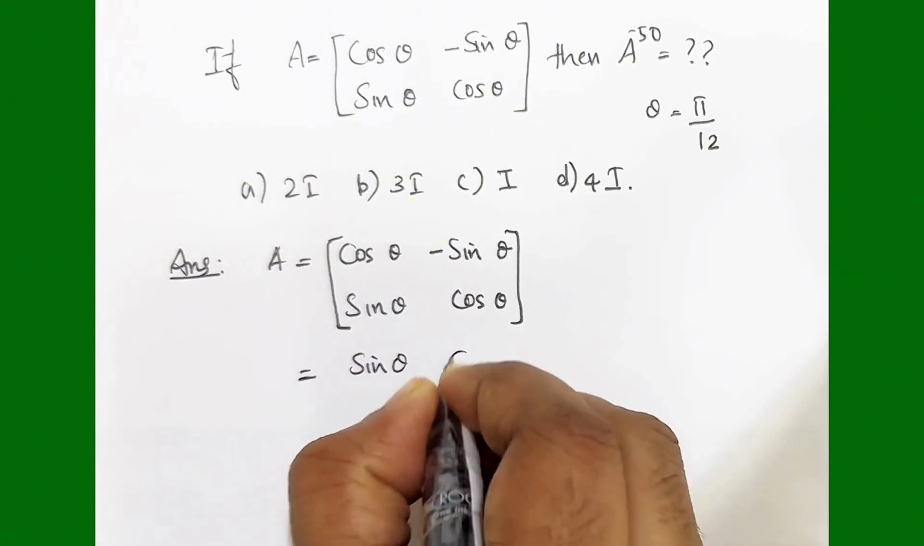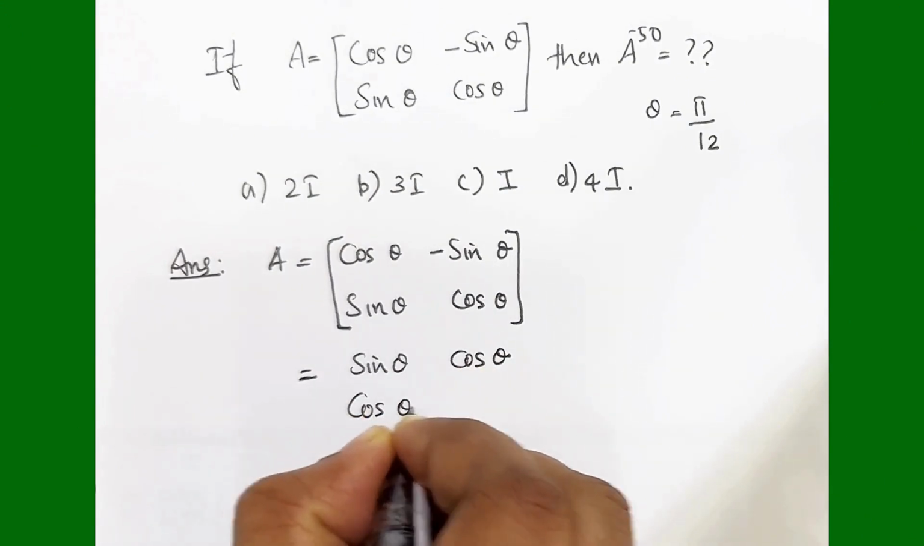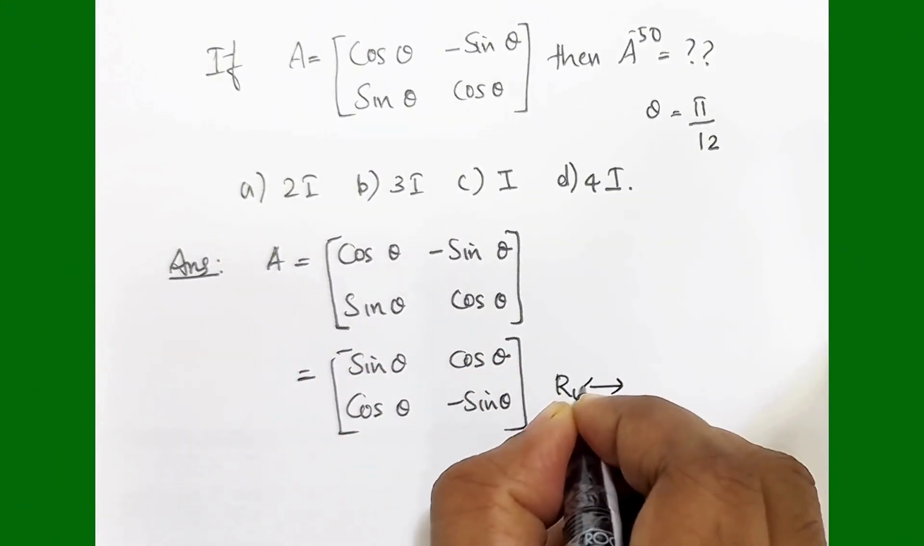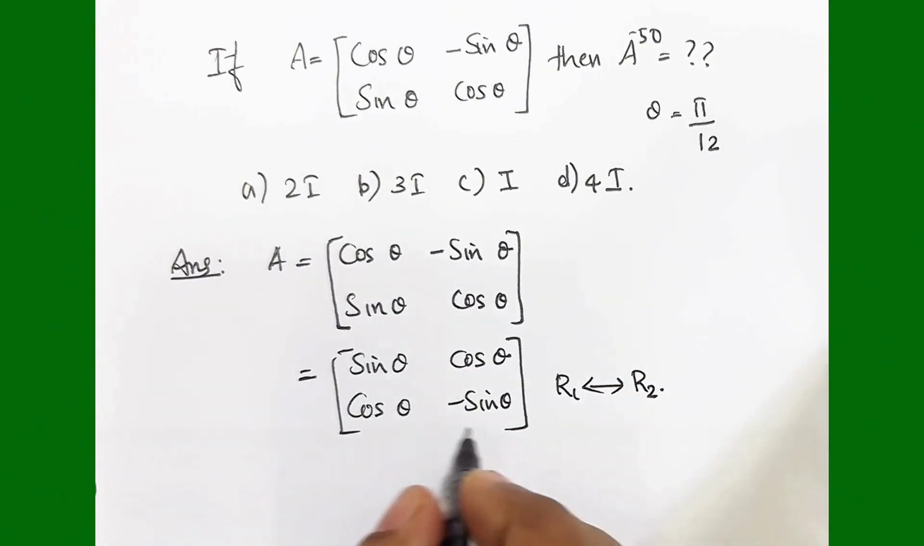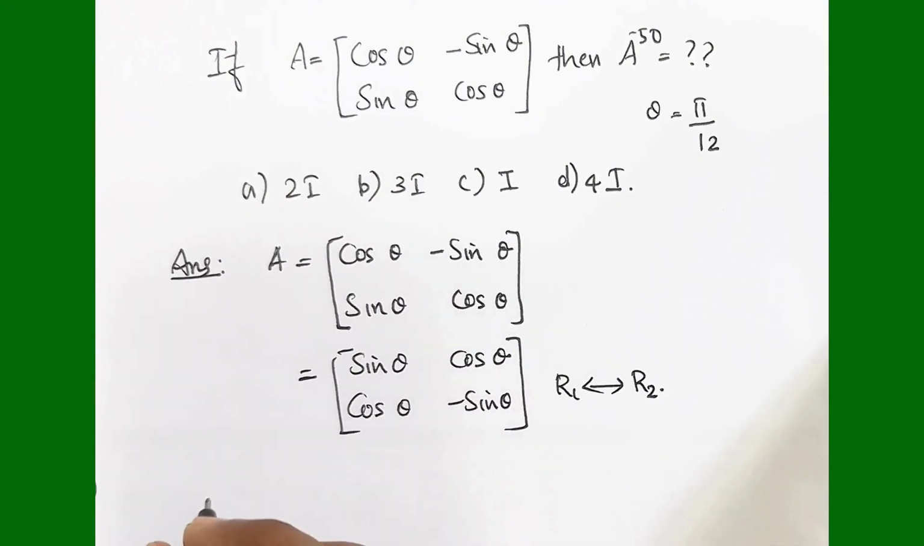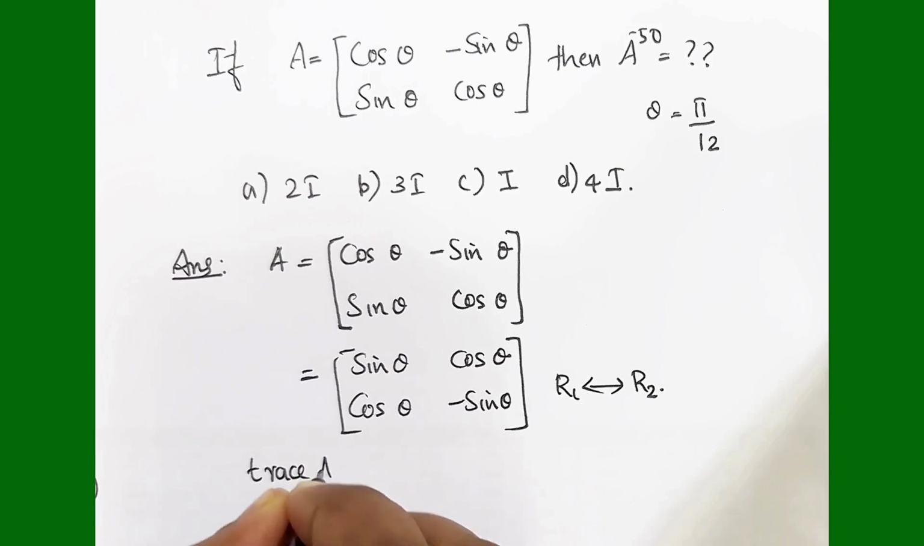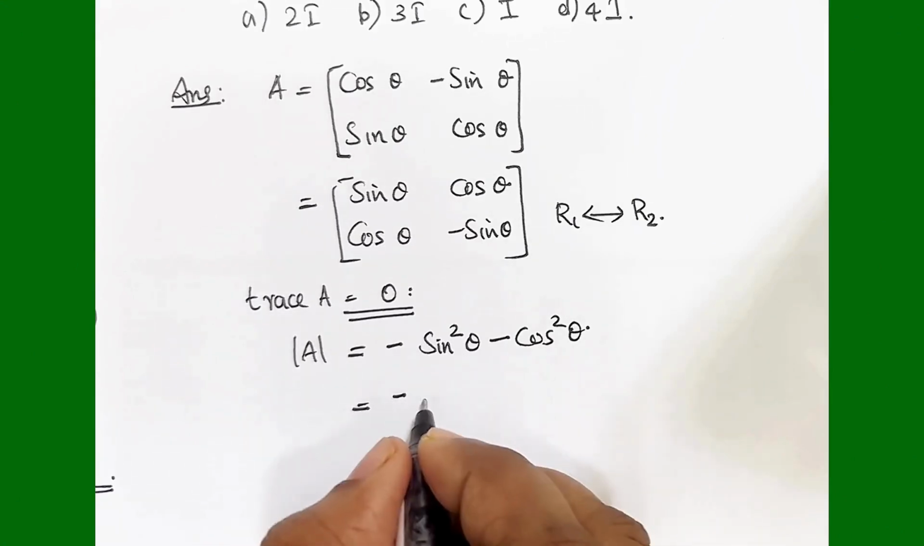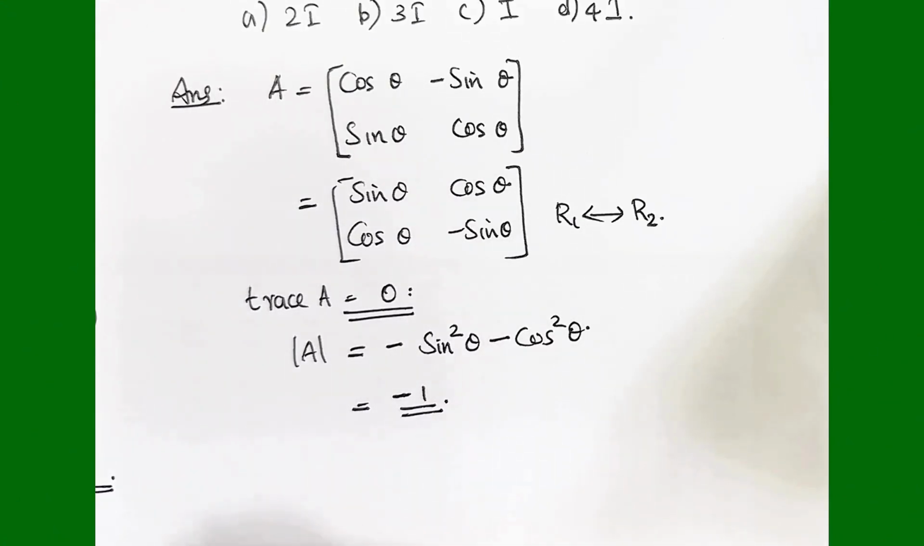So A is equal to sin theta, cos theta and minus sin theta. First row R1 changes to R2 and R2 changes to R1. Now when we calculate trace of A, we will get sin theta minus sin theta, that is equal to 0. So our calculation will be easy. Trace of A is equal to 0. Now second, we need to calculate determinant of A. Determinant of A is equal to, we rearranged A like this. So here sin theta into minus sin theta is minus sin square theta, minus cos theta into cos theta, cos square theta, minus cos square theta. And we have sin square theta plus cos square theta is equal to 1. So that's equal to negative 1.